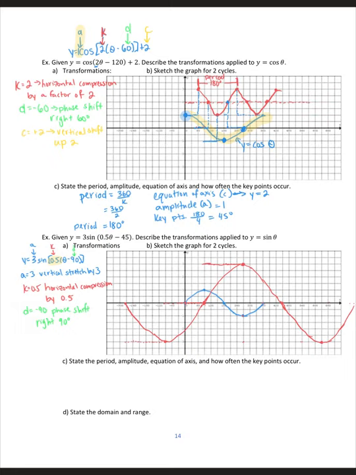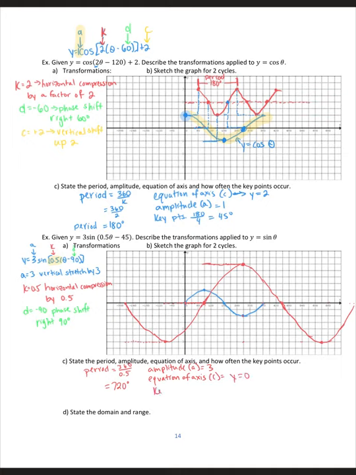Let's identify some of those key features. So our period, we can see our period is clearly longer now. We're going to take our K value to find our period. So our K value is 0.5. So 360 divided by 0.5 is 720 degrees. Our amplitude is just whatever the A value is from our equation, and our A value in this case is 3. The equation of our axis comes from the C value of our equation, so y equals 0.